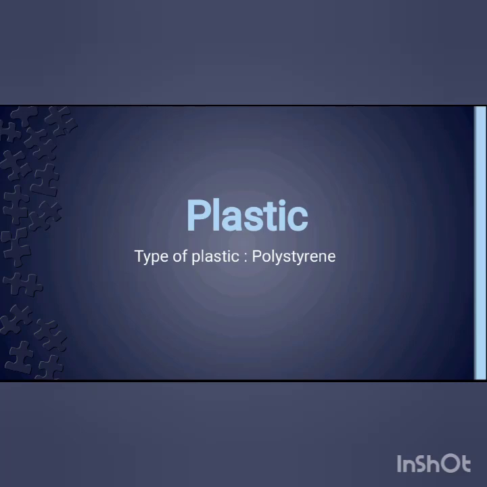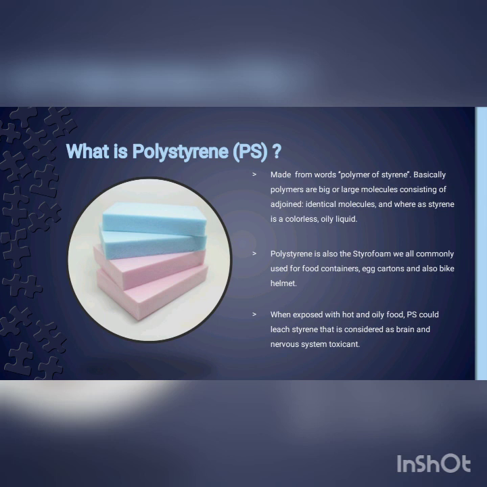Today, I will explain about one type of plastics that is polystyrene. Polystyrene is made from the words polymer of styrene. Basically, polymers are big or large molecules consisting of adjoined identical molecules, whereas styrene is a colorless, oily liquid. The structure of polystyrene is a rigid, transparent thermoplastic, like a stiff white foam.